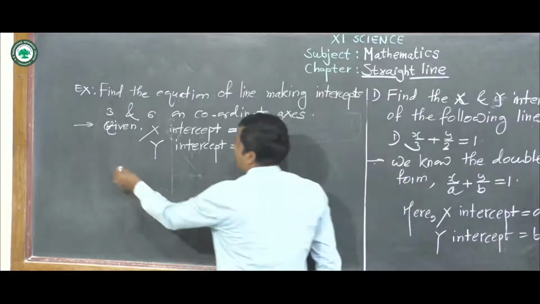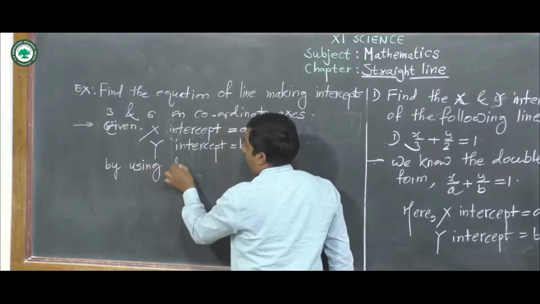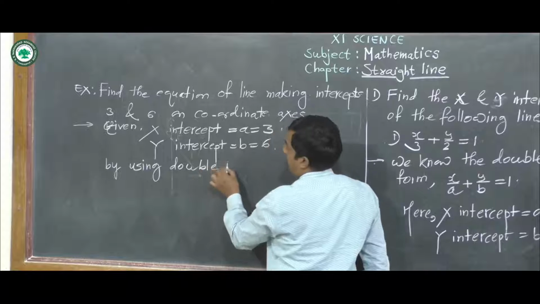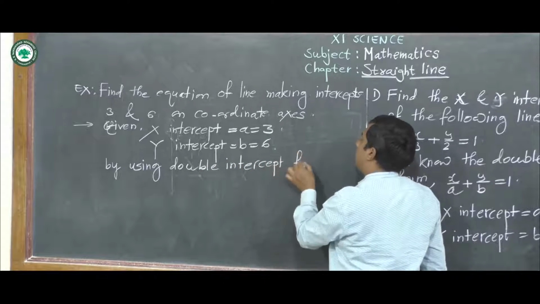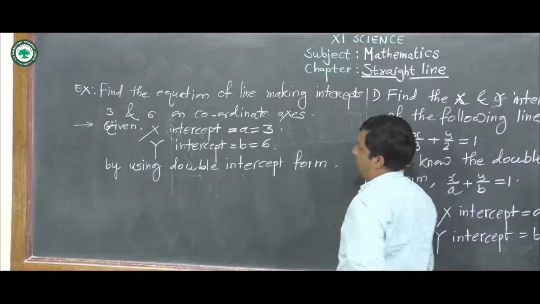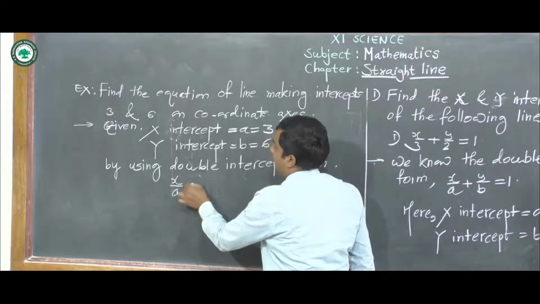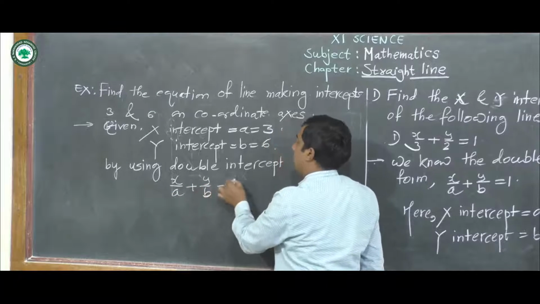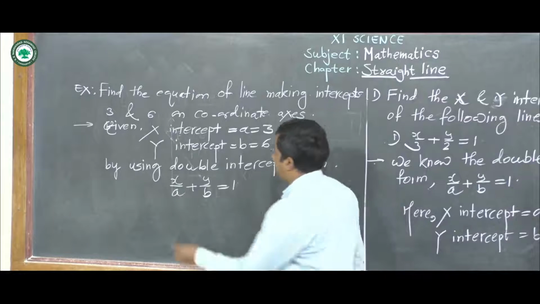Okay, so by using the double intercept form, firstly we consider our form. Our form is x upon a plus y upon b is equal to 1. Let's replace a and b in this equation.